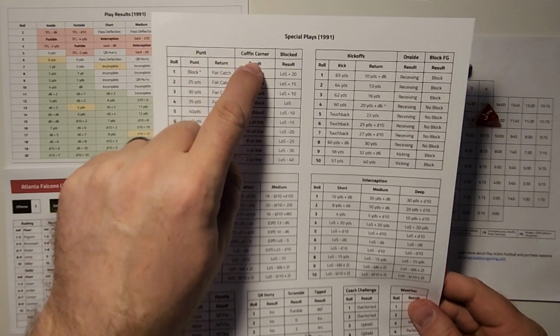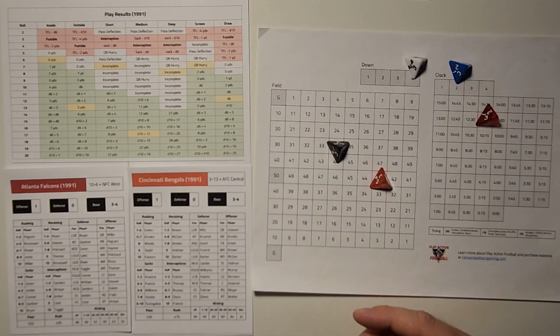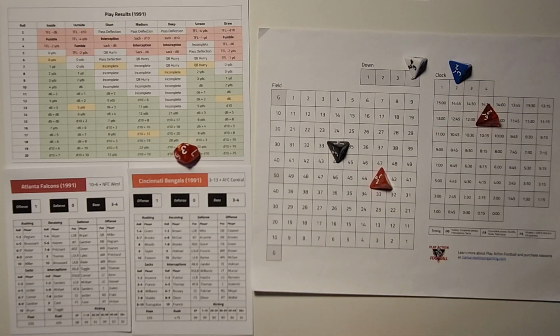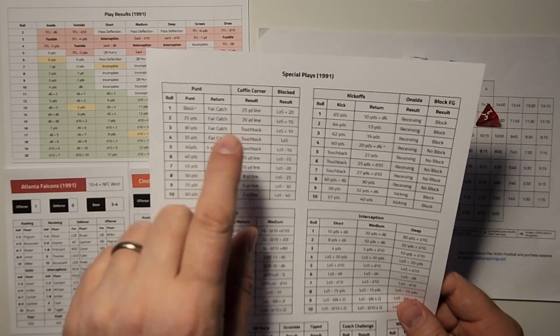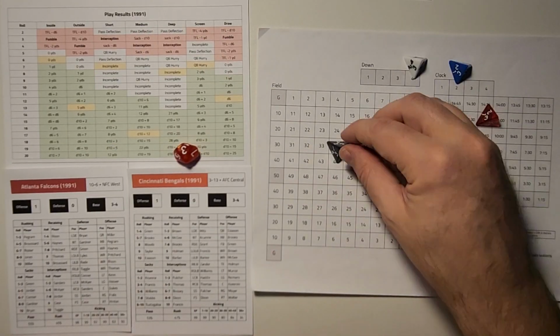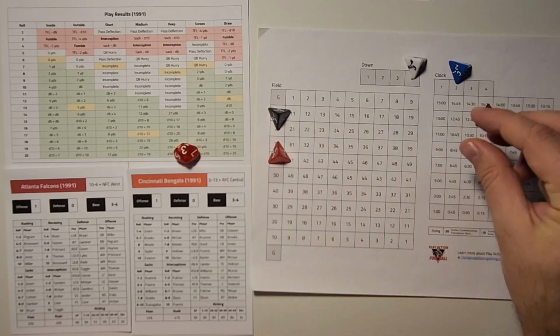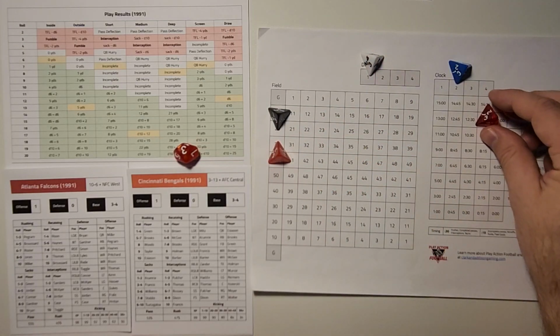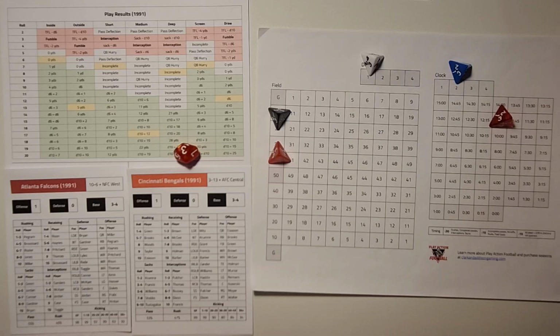And what you do is you go over to the coffin corner punt here, and we'll roll against that column. It's a 3. A 3 is going to be a touchback as the ball goes into the end zone. Touchbacks on punts start at the 20. So we'll take 15 seconds off the clock. And the punt is, we'll call it 47 yards on the punt and into the end zone. So 1st and 10 for the Falcons.